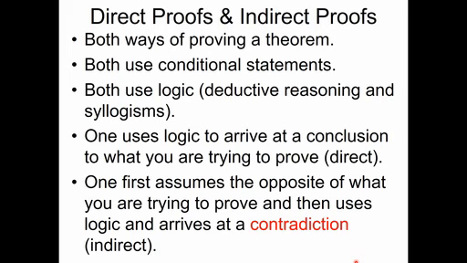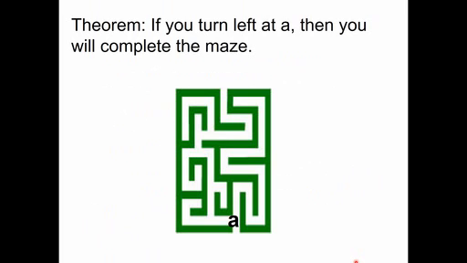One first assumes the opposite of what you're trying to prove, and then uses logic and arrives at a contradiction. That's an indirect proof. A little confusing, but let's try this with a maze.